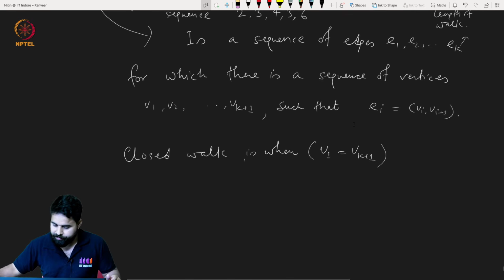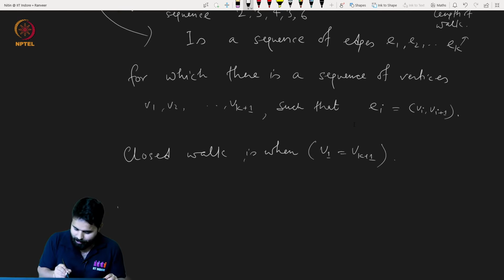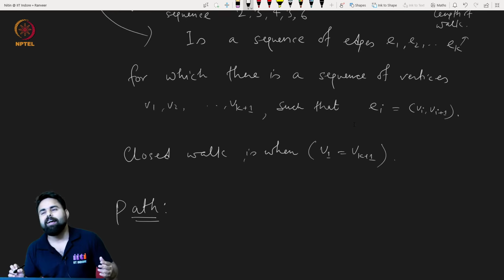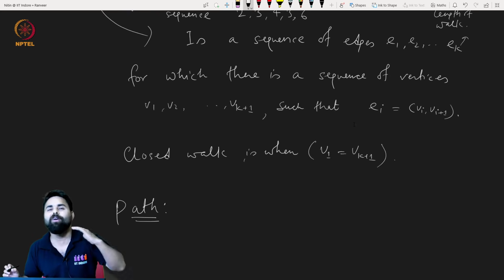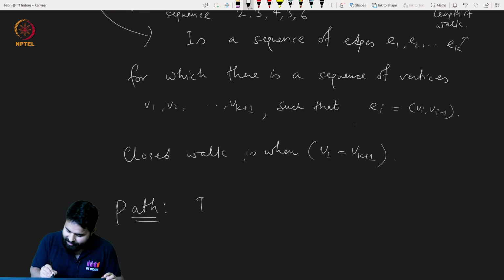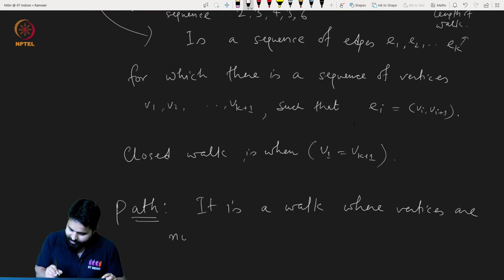Now let us move to another concept that we call a path. A path is kind of a restricted walk. A path is a walk where vertices are not repeating.